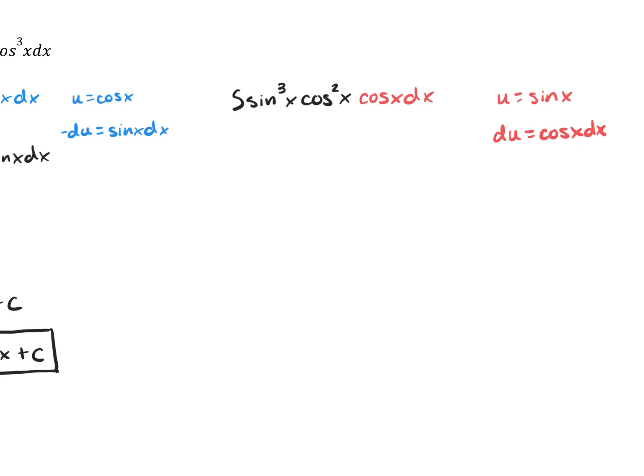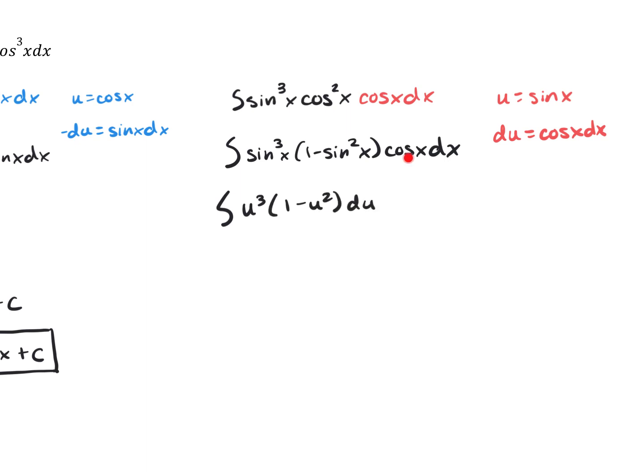So that means I need to rewrite everything else just in terms of sine. So we have sine cubed of x times 1 minus sine squared of x times cosine of x dx. Now I can do my u sub. And I have 1 minus u squared du. So all of this substituted out for du. Let's distribute, and then I can integrate.